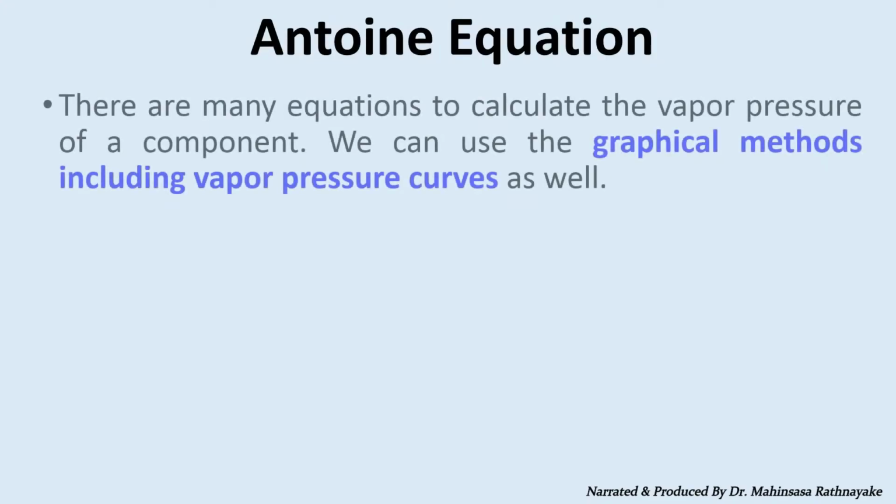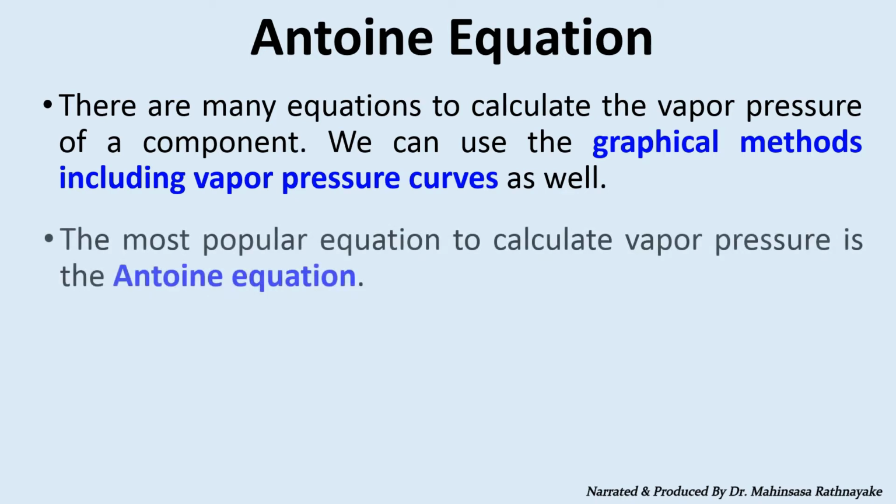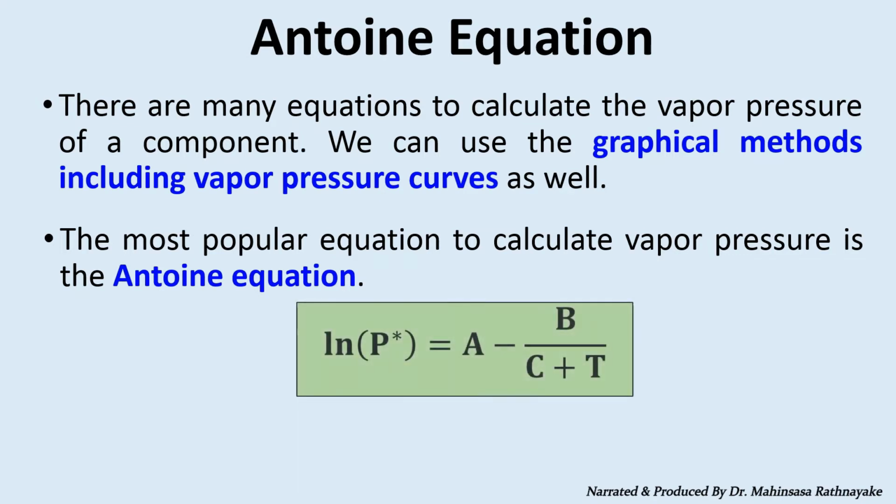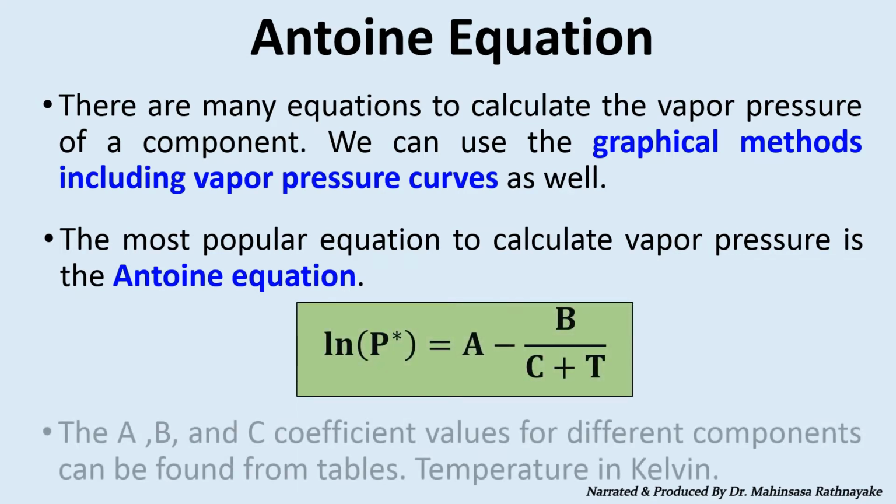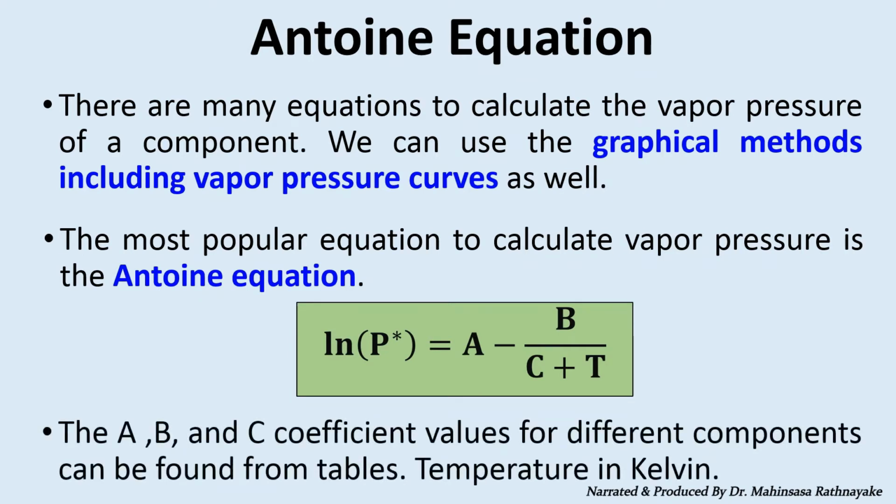There are many equations to calculate the vapor pressure of a component. We can use graphical methods including vapor pressure curves as well. But the most popular equation to calculate vapor pressure is the Antoine equation. The A, B and C values for different components can be found from tables.